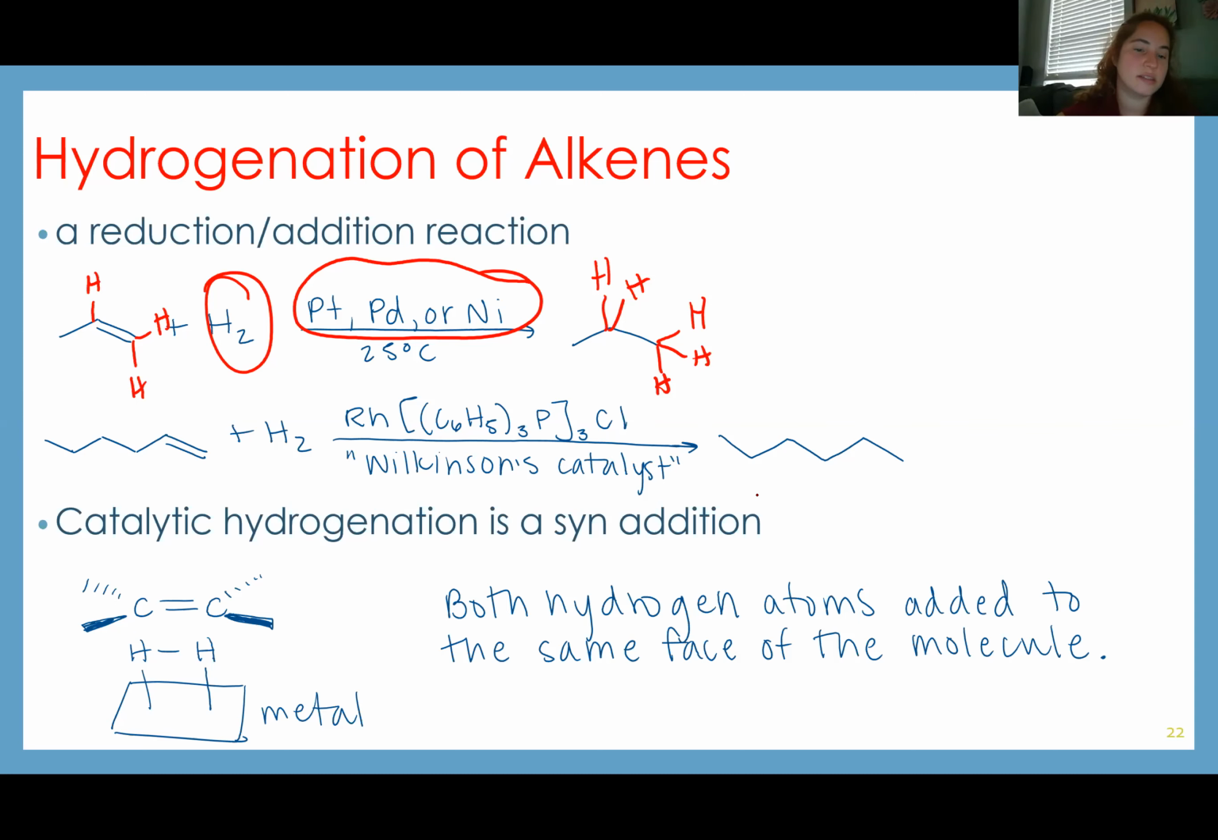The other important thing is that catalytic hydrogenation is a syn addition, just like hydroboration oxidation. So both hydrogen atoms are added to the same face of the molecule. So if you have a cyclic alkene, that can have some stereochemical implications. For a straight chain alkene, there's no stereochemical implication there.